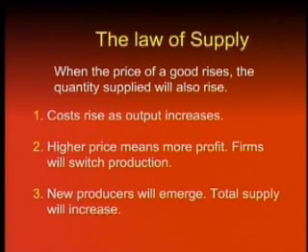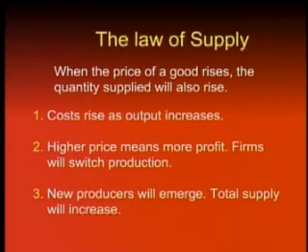The second point, as you can see, is that higher price means more profit, and therefore firms will switch production from other goods to this good whose price has gone up. The higher the price of the good, the more profitable it becomes to produce, generally, assuming costs are constant. Firms will thus be encouraged to produce more of it by switching from producing other less profitable goods, and this is a standard principle.